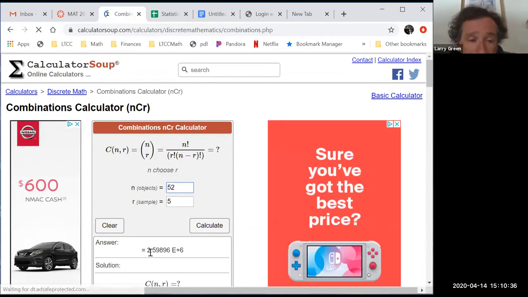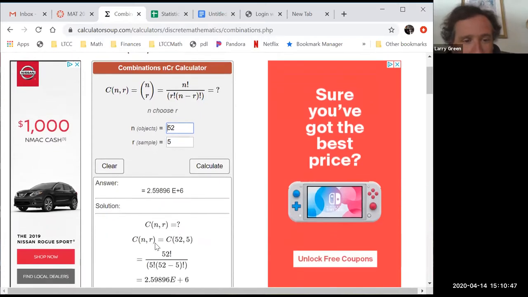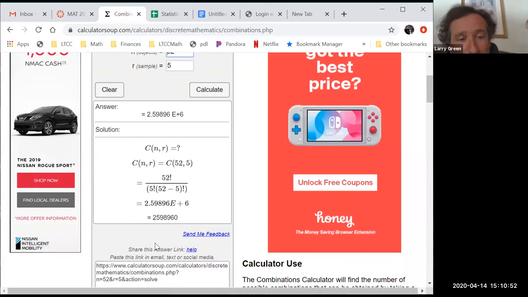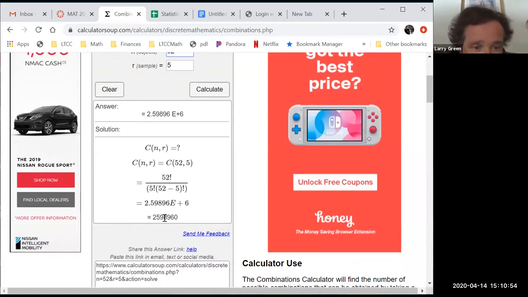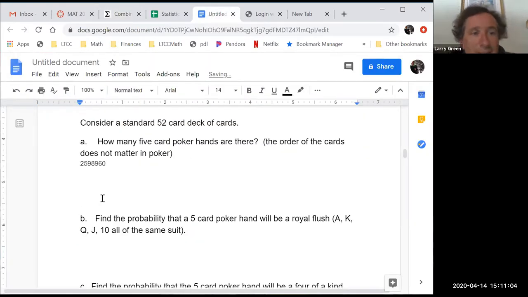Okay, by the way, are there 2.598 possibilities? Definitely no, because notice the E6, and that's really important. We've seen that before. It's actually 2598960, and that's the answer. So the answer to this is there are 2,598,960 different poker hands. Any questions on that?